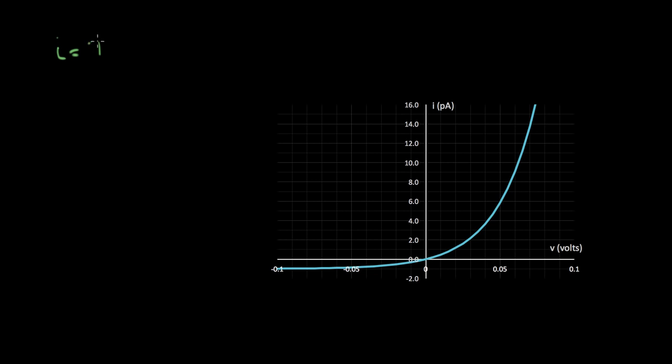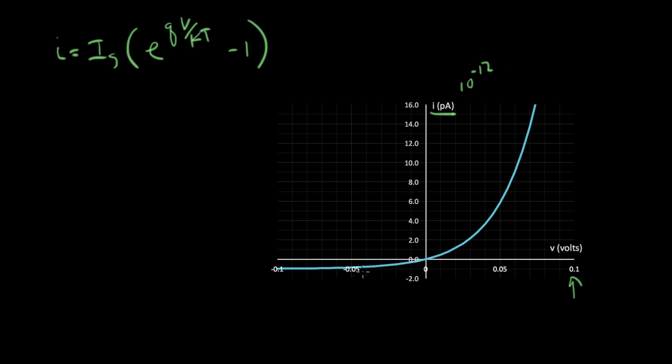I equals IS times e to the QV over kT minus 1. And here's a close-up. Here's an extreme close-up on the origin of the diode curve. The voltage scale is blown up by about a factor of 10. So here's 1/10 of a volt forward across the diode. And the current scale is super blown up. This is in picoamperes now. So this is in 10 to the minus 12th amperes instead of 10 to the minus 3.